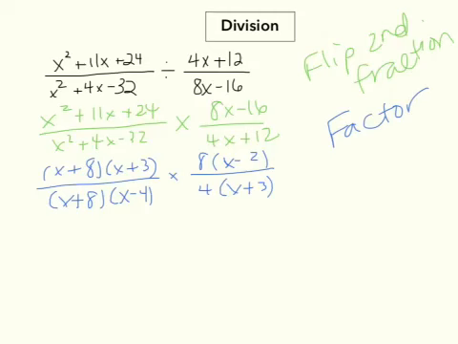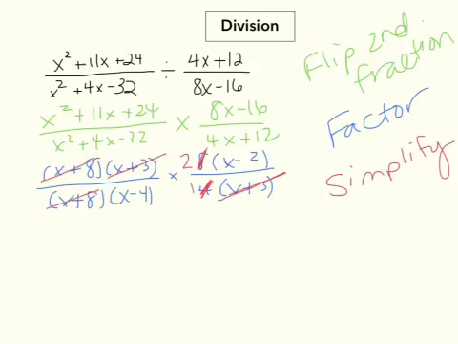And that next step is to simplify. So I have x plus 8 on the numerator, x plus 8 on the denominator, so they become 1. I have an x plus 3 on the numerator and denominator. And 8 divided by 4, 8 over 4 would become 2 over 1. You could put a 1 there, you don't have to.